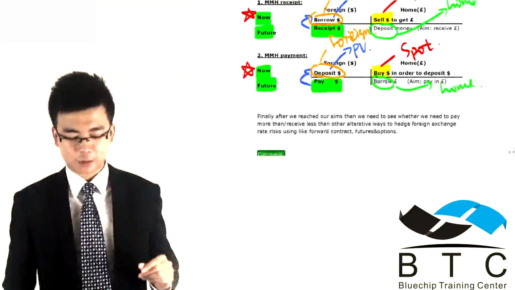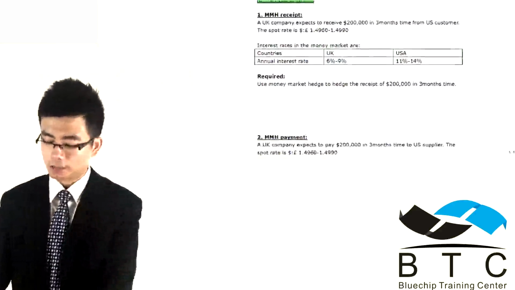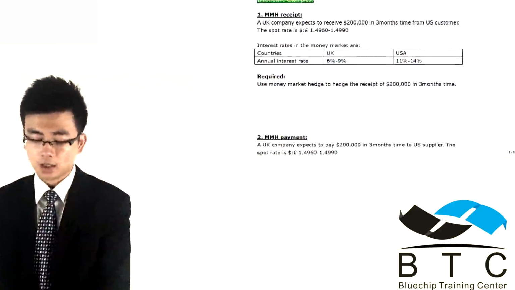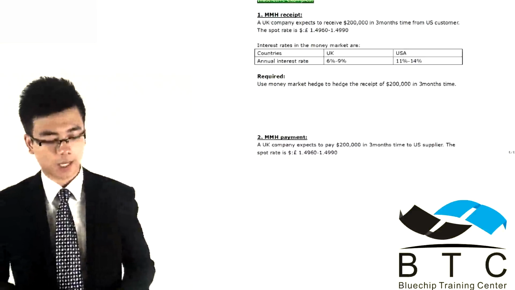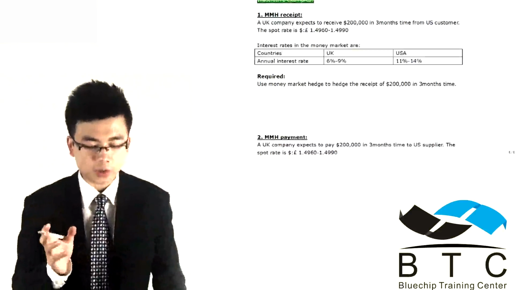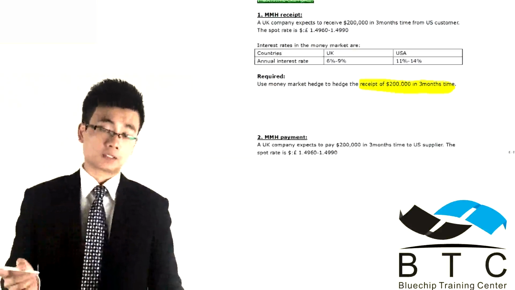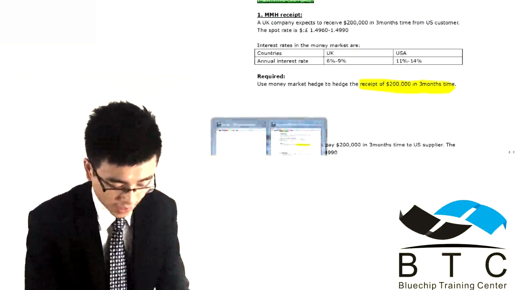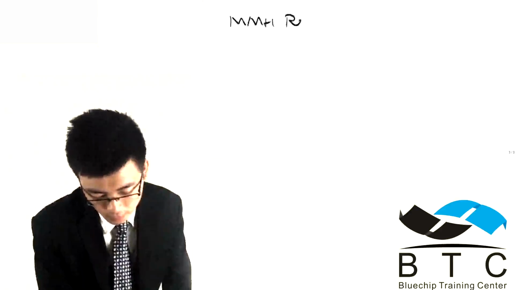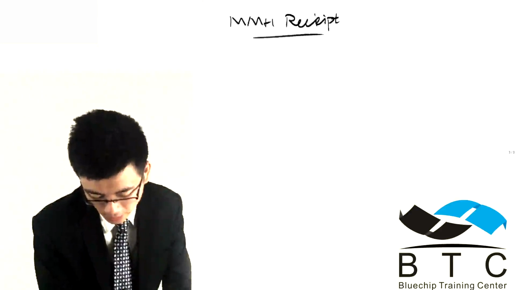And the best way to illustrate this is to have a look at the example in your study notes. I hope this example will cause you no problem at all. So let's have a look at the first one, which is the MMH receipt. Required is to use the money market hedge to hedge the receipt in 3 months' time of $200,000. So, the first step you need to do in the exam is to try to set up this table.